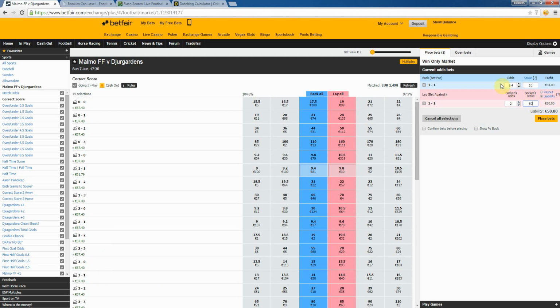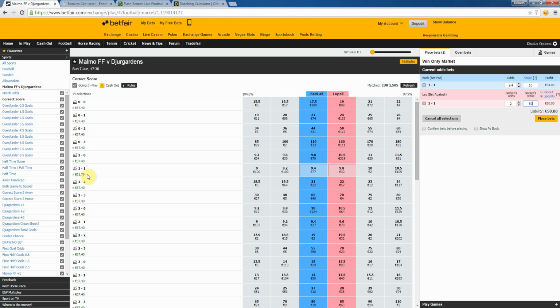So if you back 1-1 at 9.4, and if you are only able to lay it at 2, you can ensure a 37.40 profit, or 39.79 if it's 1-1.